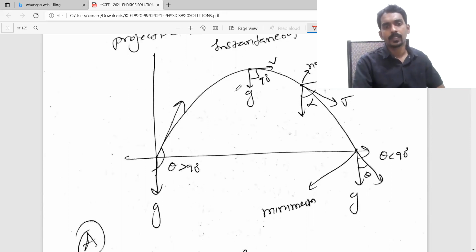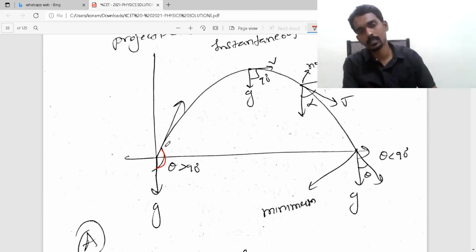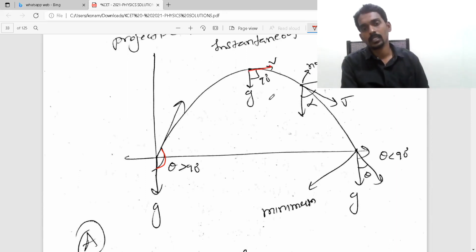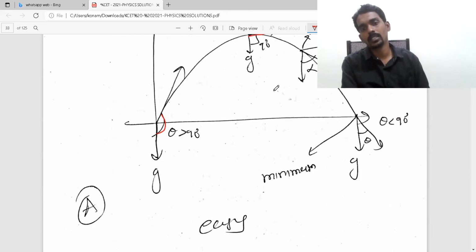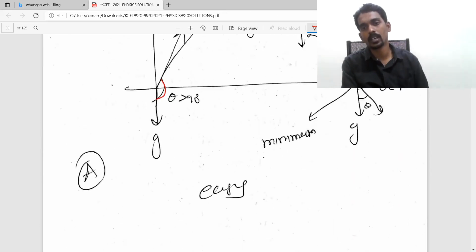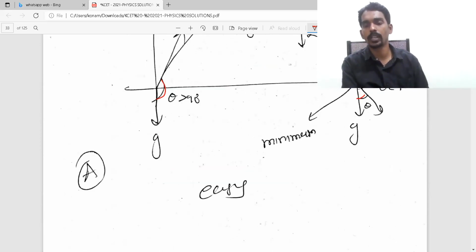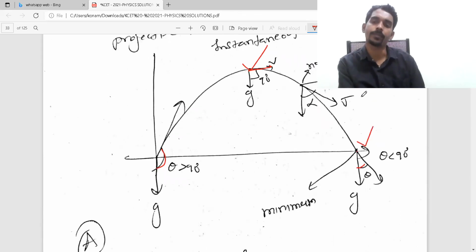See here, the angle between acceleration and velocity is greater than 90. That keeps on decreasing and here it becomes 90. Then it decreases, decreases, and at the point of hitting the ground, it becomes minimum. From this point to this point, all angles are acute only, less than 90, but not minimum.